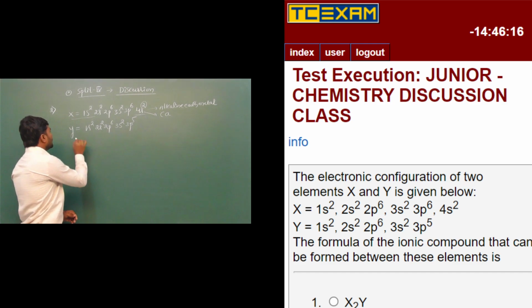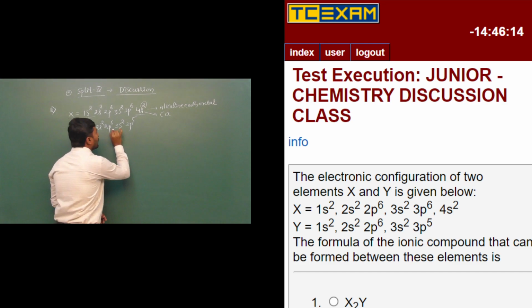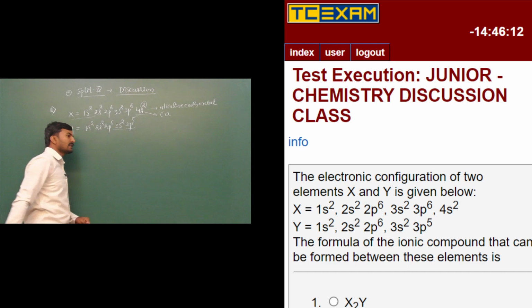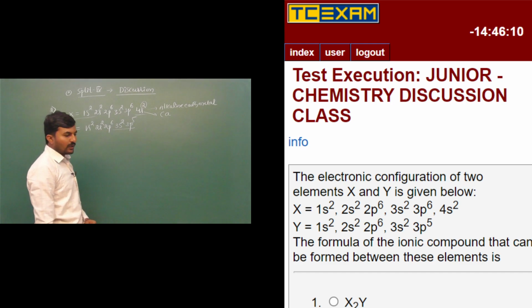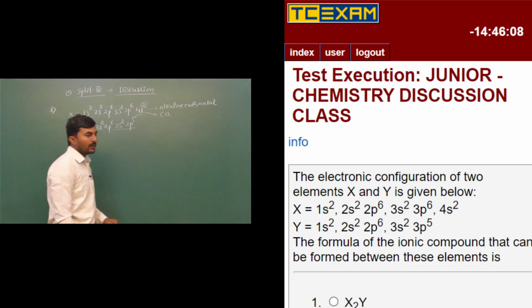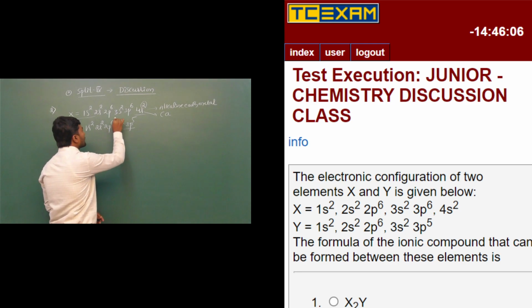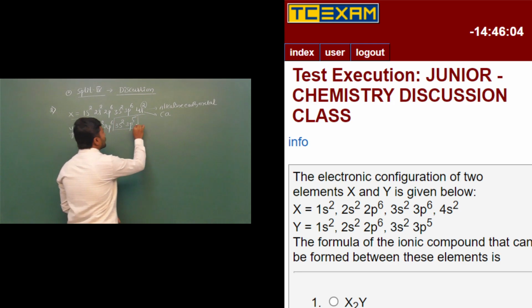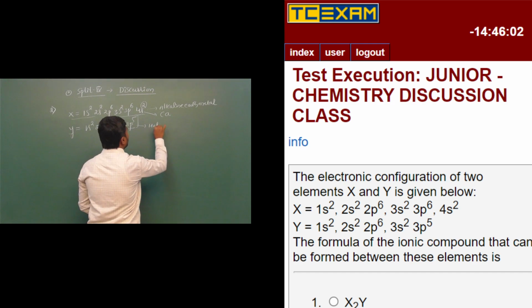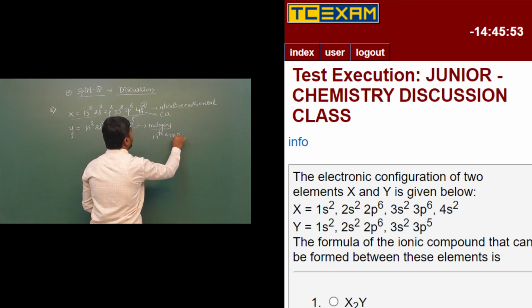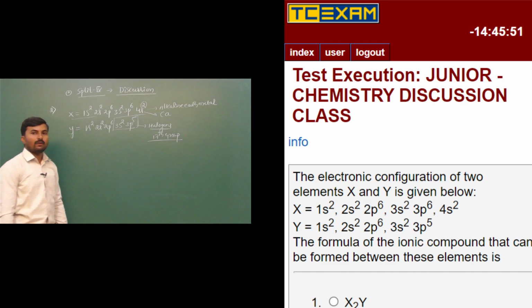Followed by the element Y, it has 7 electrons in the valence shell. Which group elements in our periodic table have 7 electrons in their valence shell? Those are halogens. That means group 17 elements in our periodic table, the 17th group elements, will have 7 electrons in their valence shell.